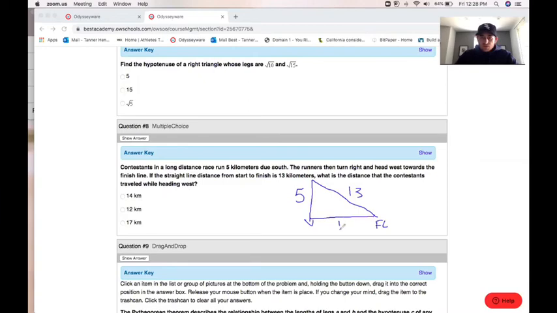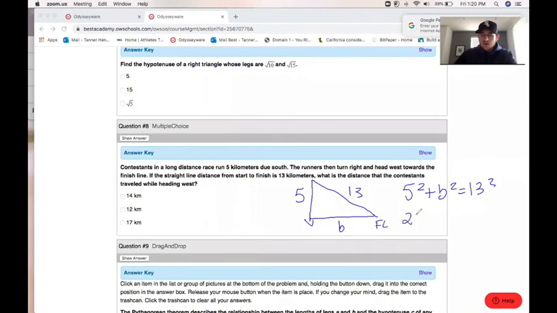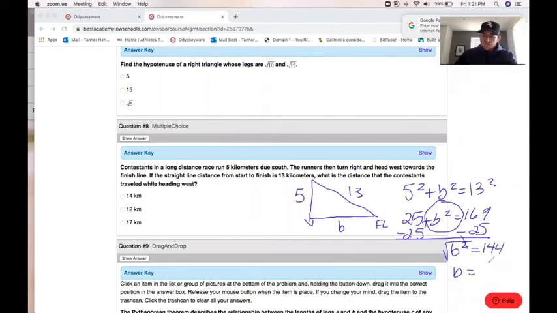So we don't know this. So we can say this is B. So we have A, we don't know B, and we have C squared. So it's just 5 squared plus B squared equals 13 squared. Then it's 25 plus B squared equals 169. 13 squared, 169. Then you subtract 25 because we have to get this B by itself. We're left with B squared equals 144. Square root of B, cancel that out. Left with B, square root of both sides, equals 12.